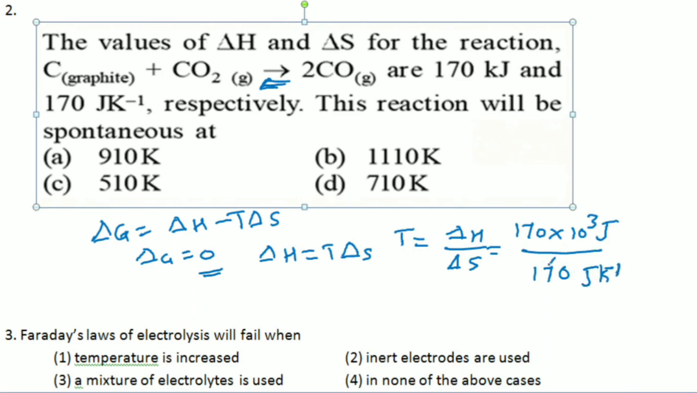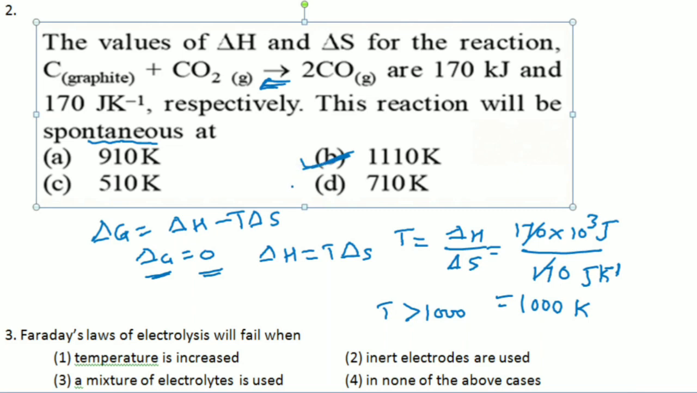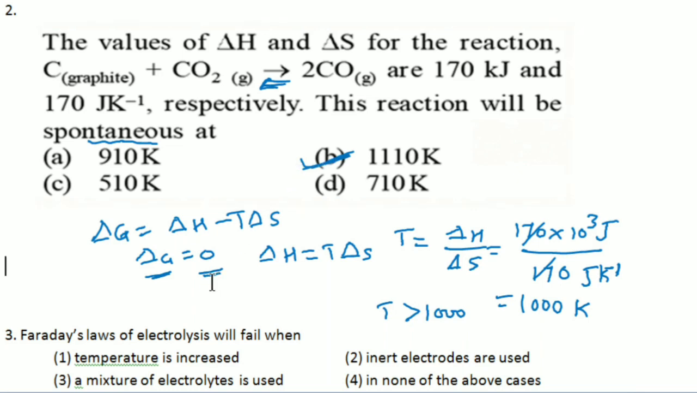So you can see 170 gets cancelled, and what is left is 1000, so 1000 Kelvin. The meaning of this is that delta G becomes negative, that is spontaneous, only when the temperature is more than 1000. More than 1000 leaves only one option, that is B, as the option in this particular case.